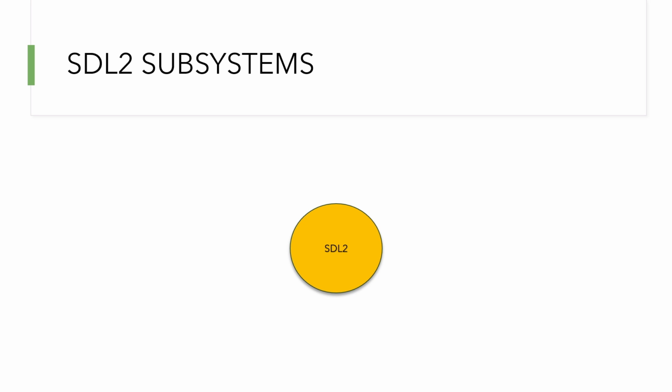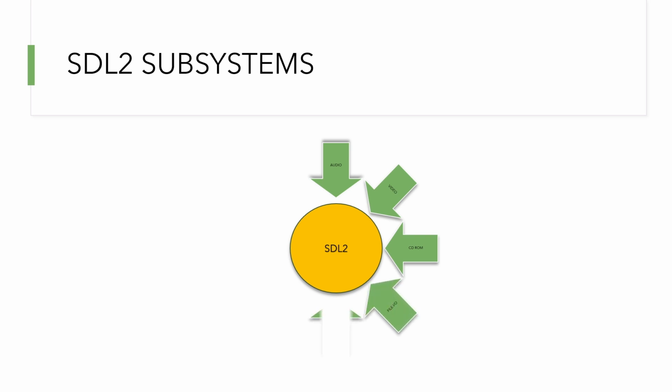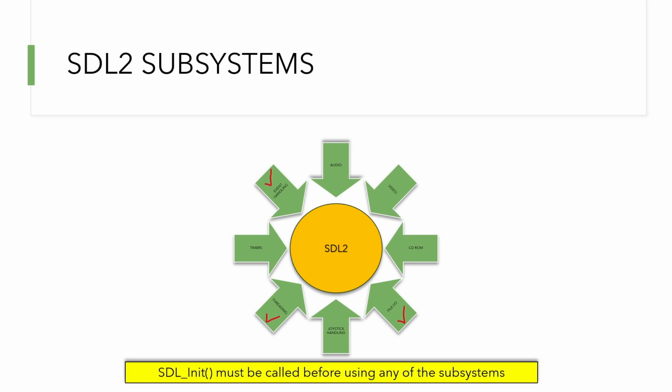Thank you. And SDL2 provides us with an audio subsystem, a video subsystem, CD-ROM as well. We have a file I/O subsystem, joystick handling, threading as well, and then we have timers and event handling. Of all these subsystems, it is the file I/O subsystem, threading subsystem, and the event handling subsystem that are automatically initialized when we call SDL_Init, which, as you see there, must be called before using any of the subsystems of this library. So let's now take a look at SDL_Init in a little more detail.